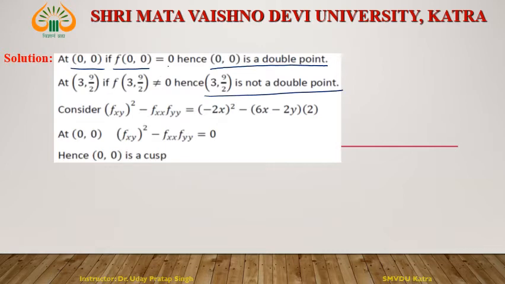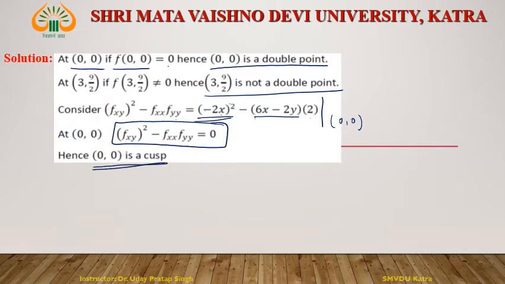So see fxy squared minus fxx times fyy. What is fxy? That is 2x minus 2x square, and fxx is 6x minus 2y, fyy is 2. Now putting in x equal to 0 and y equal to 0 and solving this, we got this, right? This is equal to 0. Then if this is equal to 0, then what is (0, 0)? (0, 0) is a cusp.